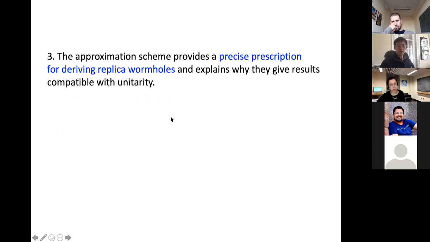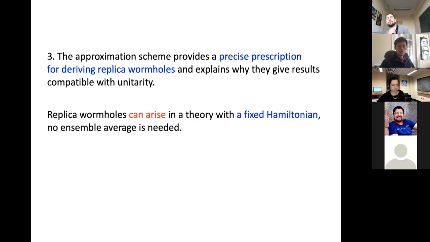And the third aspect is that this approximation scheme provides a precise prescription for deriving replica wormholes, and explains why they give a result compatible with unitarity. Again, this just explains that there's no magic in the fact that replica wormholes give you a result compatible with the Page curve. And also, this shows that replica wormholes can arise in a theory with a fixed Hamiltonian, and no ensemble average is needed.